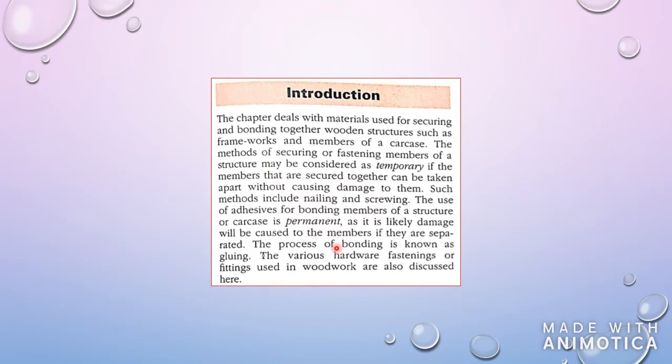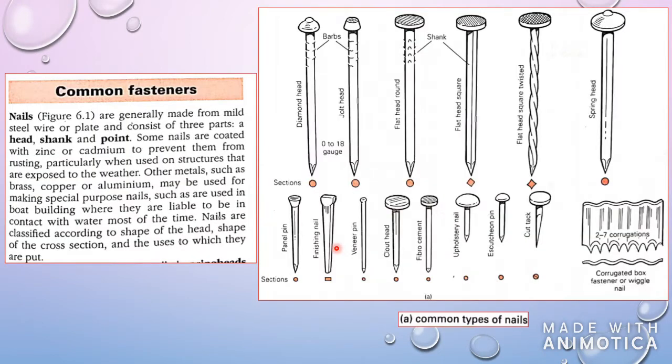Right? So there are various types of common fasteners, and a fastener is something that is used to put two things together, basically. And nails are the most common type of fastener, and these are made from mild steel, and they consist of three parts. You have the head, which is right above here. You have the shank, which is right here, and you have the point.